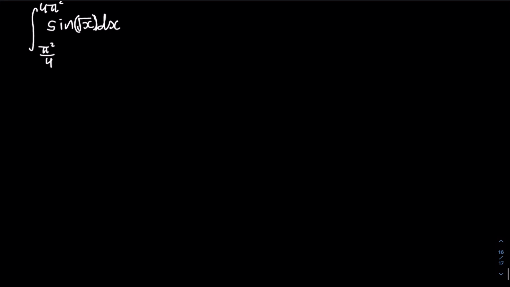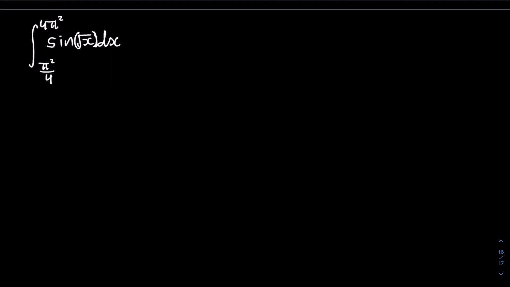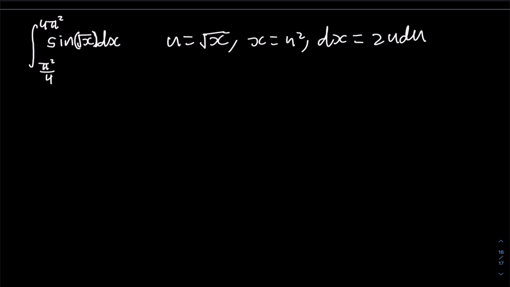So first of all, how do we integrate this sine of the square root of x? Well, we can perform a u substitution where we say that u is equal to the square root of x. Squaring both sides, x is u squared. Now taking dx on both sides, dx is the derivative of u squared, which is of course 2u, and then you have a du here.